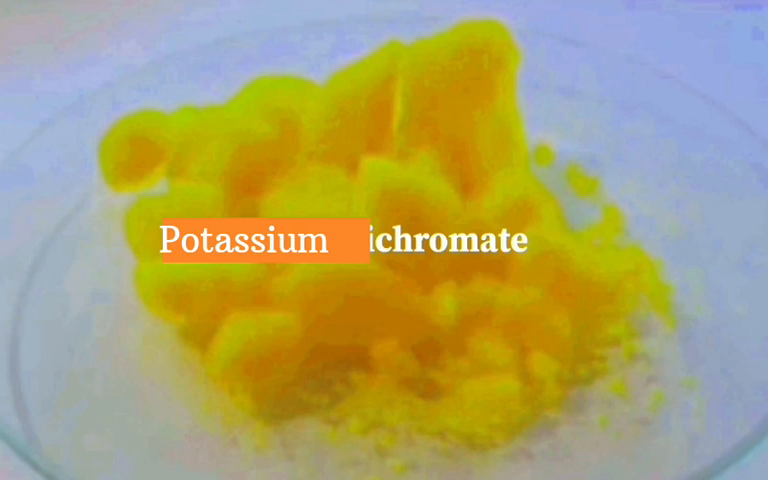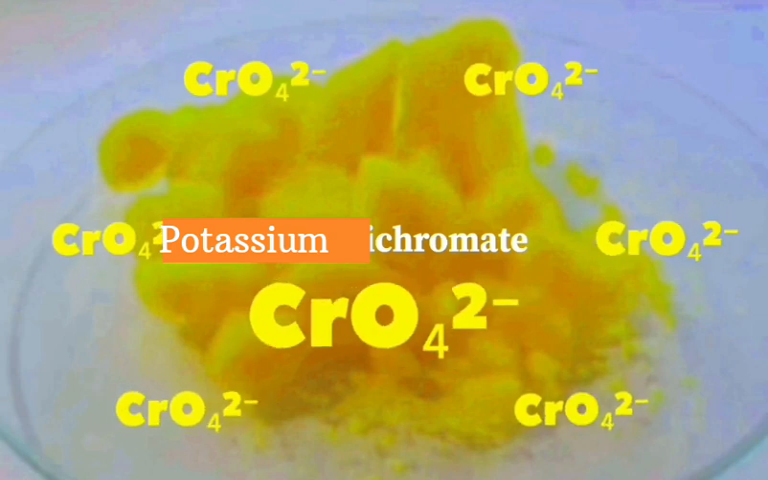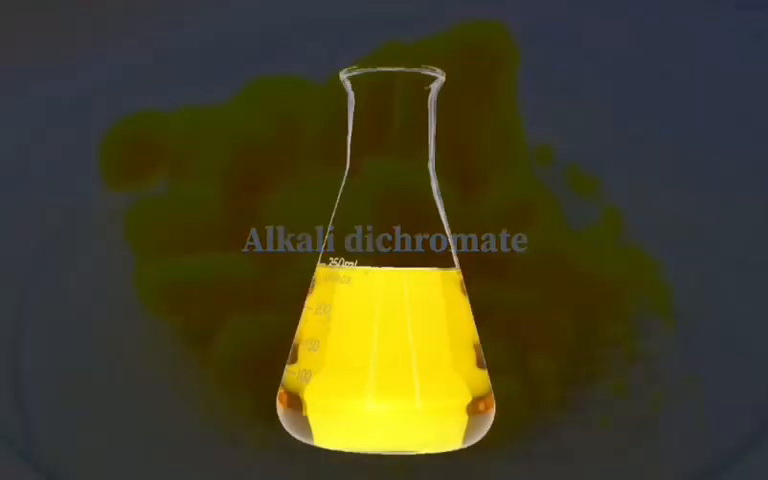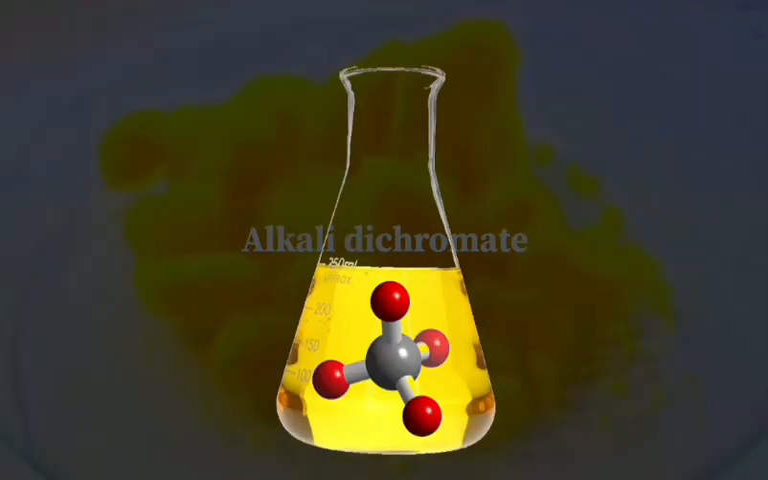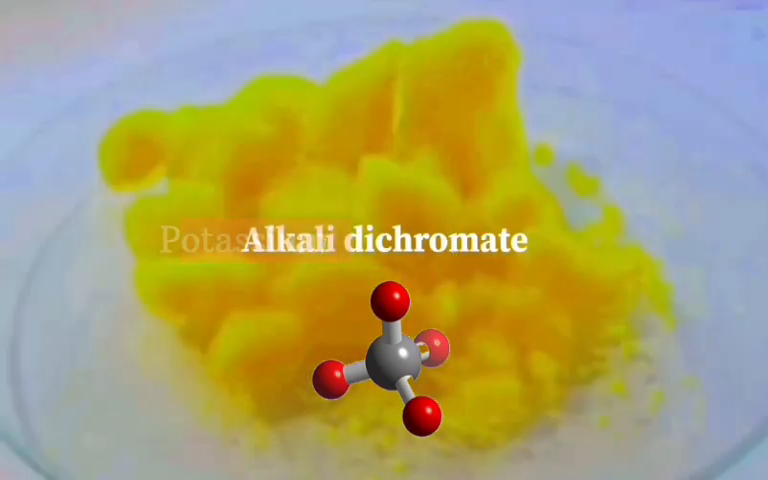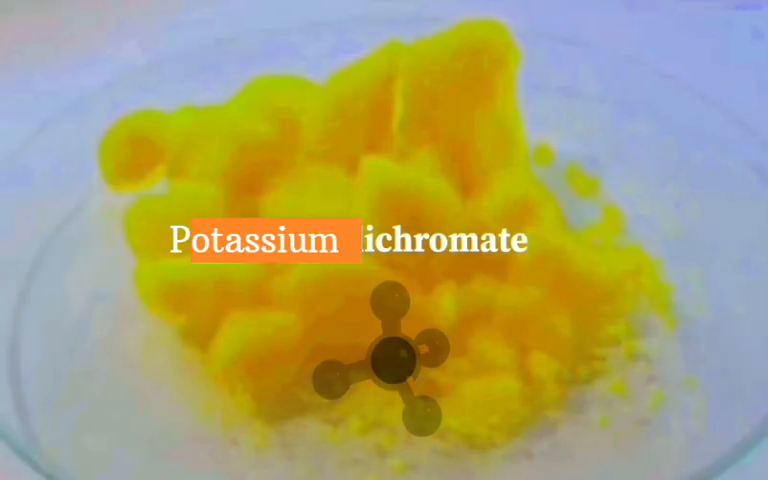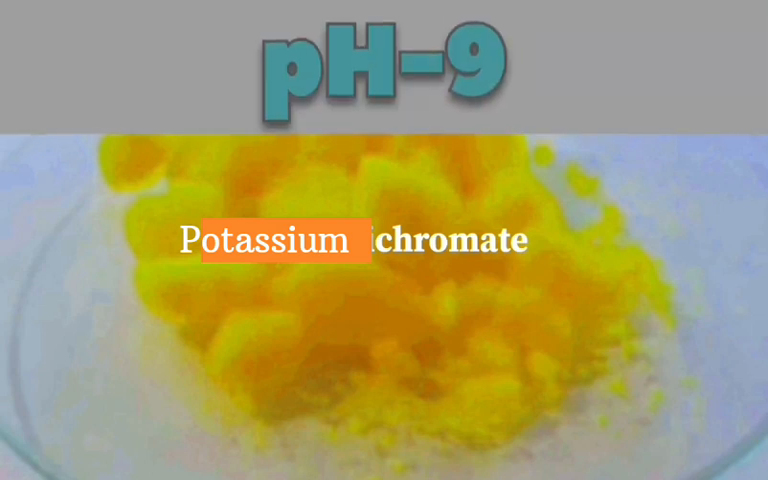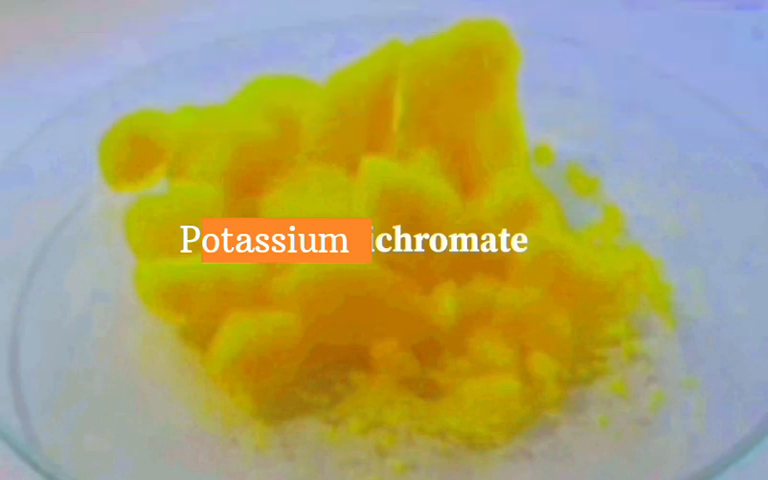When potassium chromate dissolves into water, we get chromate ions. The solution, just like the solid, is a bright yellow. We have little tetrahedral molecules with a chromium atom in the middle and 4 oxygens. When dissolved into freshly distilled water, this is usually around pH 9. This is a deprotonated alkaline solution.